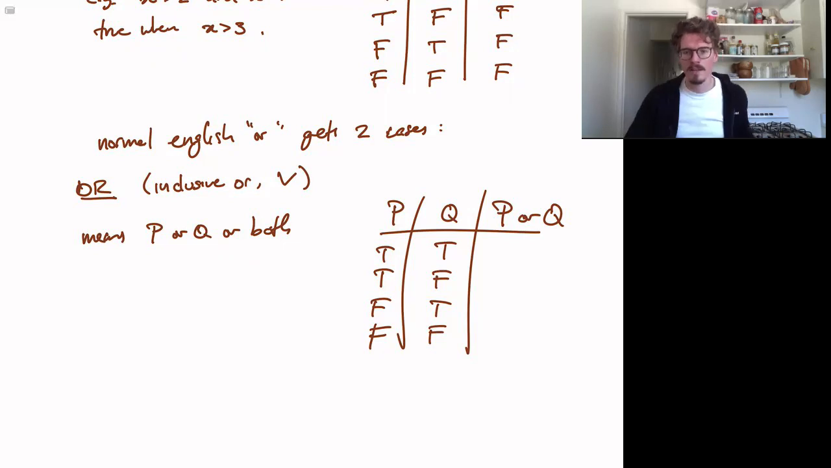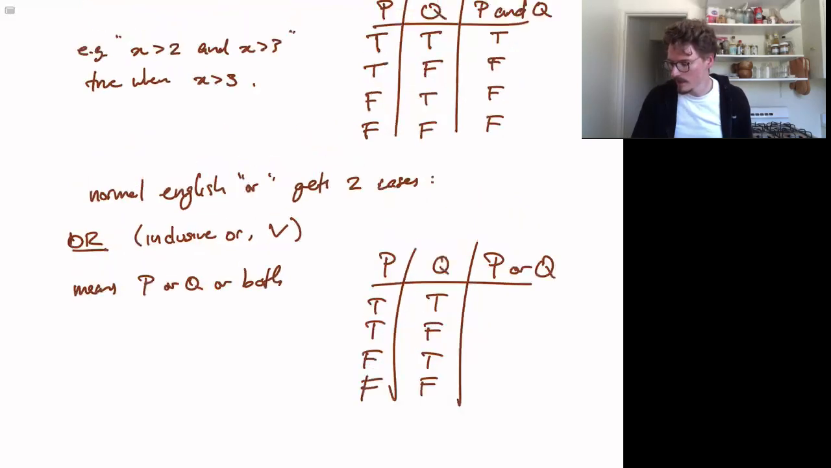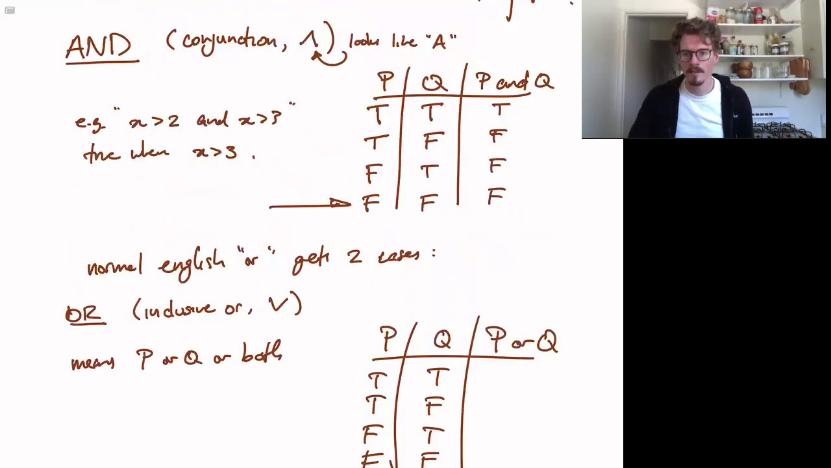For the conjunctive table, why is it false in the last one? Right here, I think you mean. That is because P and Q does not mean that P and Q are the same. It means P and Q are both true. So in that case, they're not.